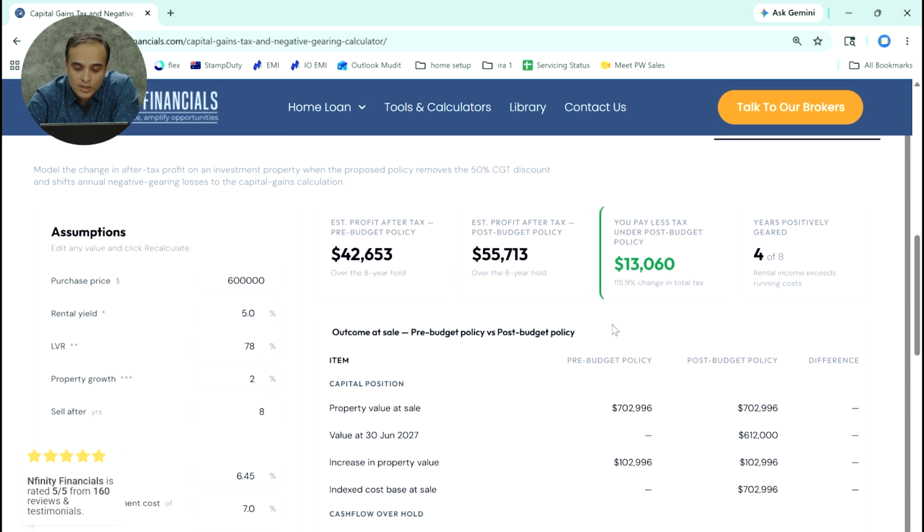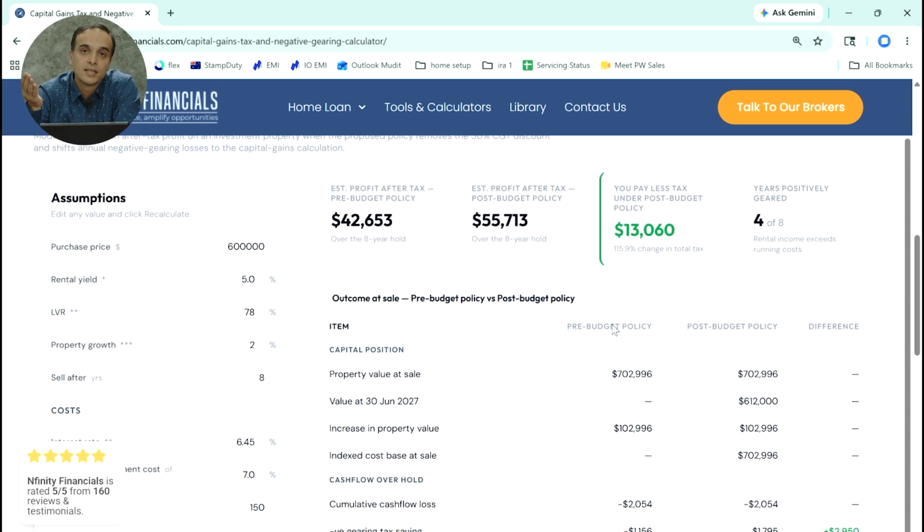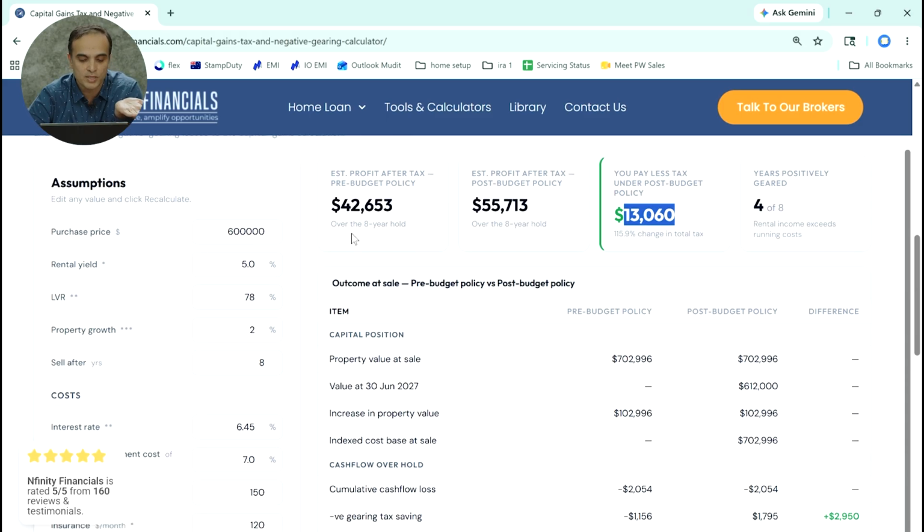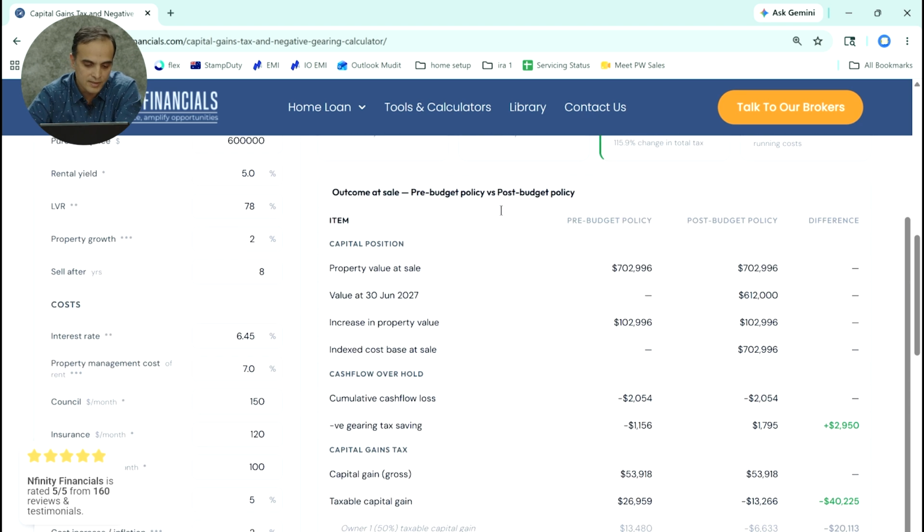Now, under this scenario, because we have assumed a lower growth based on indexation, ultimately the new policy will be beneficial by $13,000. You save tax under the new policy because it is based on indexation and the property didn't grow beyond indexation. But of course the profit is also lower because the property growth is assumed to be only 2%. So you made just something around 42 grand. As per the new policy, you will make 55k profit after tax, but the tax is lower.